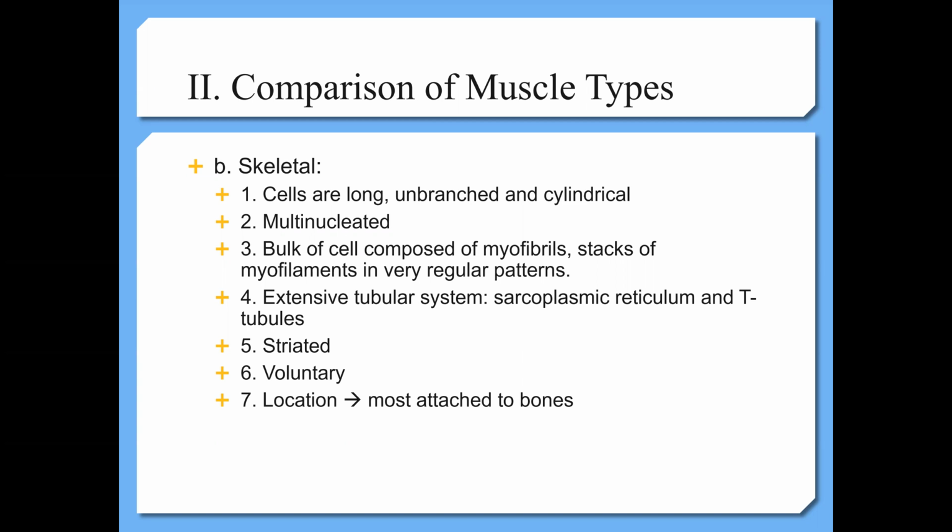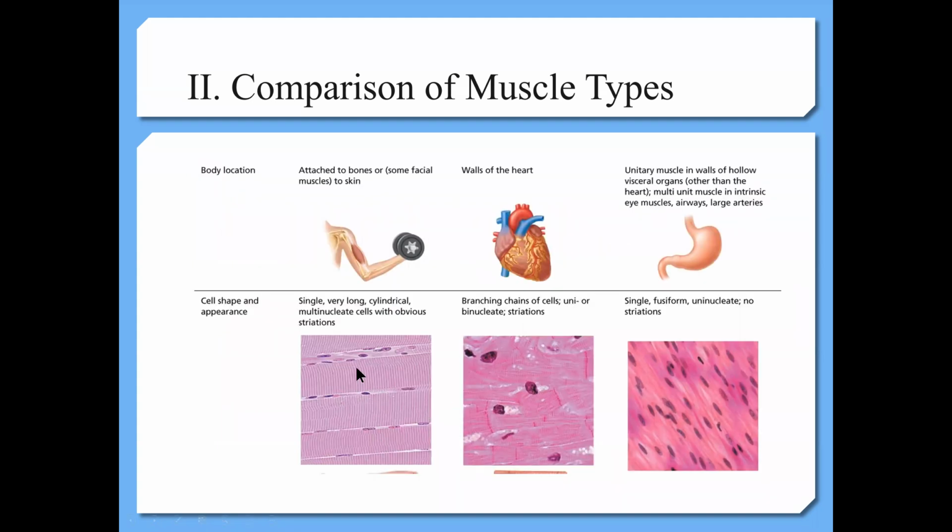It is striated. It is voluntary. It's the one that you and I control. And most are attached to bones because that's what we want to do with them, is do movement. And this is our skeletal muscle that we remember from our tissue slides, okay?